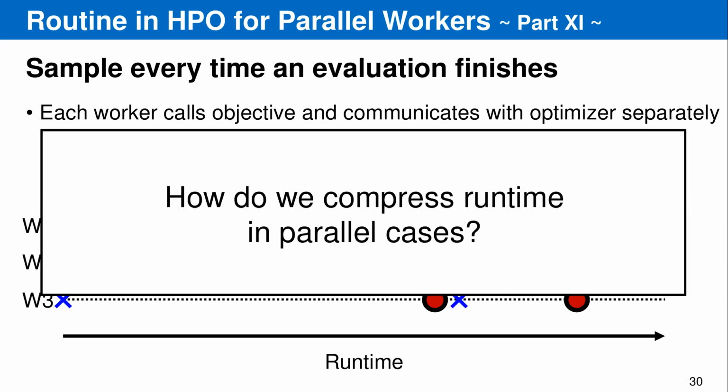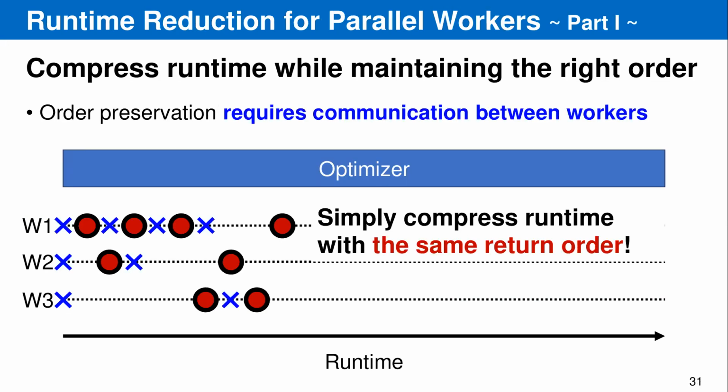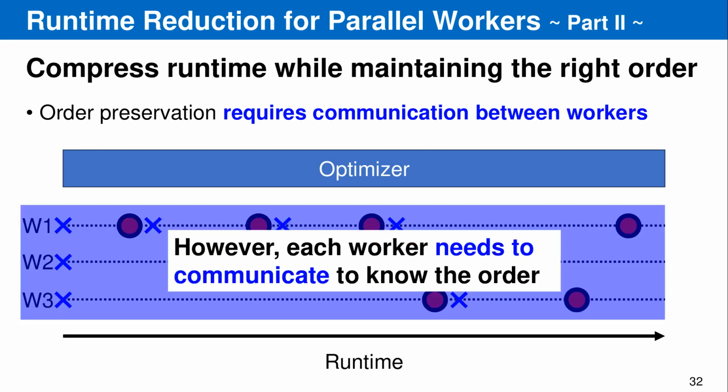The question is, how do we compress runtime in this case? The short answer is to compress like in the figure, while keeping the same returning order of each result. By doing so, we can obtain the same result with a much shorter runtime. However, the challenging part of the compression is that each worker requires communication to know the precise return order.